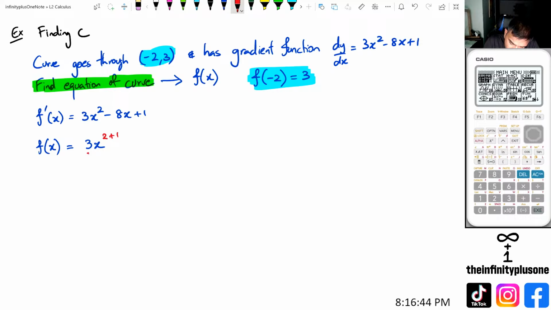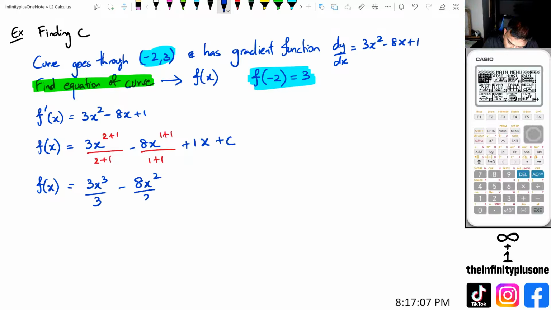I've got 2 plus 1 divided by 2 plus 1 minus 8x, and as for the power, 1 plus 1, 1 plus 1, and then I've got plus 1x, and don't forget the plus c. So then I can say f of x equals 3x cubed over 3 minus 8x squared over 2 plus x plus c. So f of x equals x cubed minus 4x squared plus x plus c.